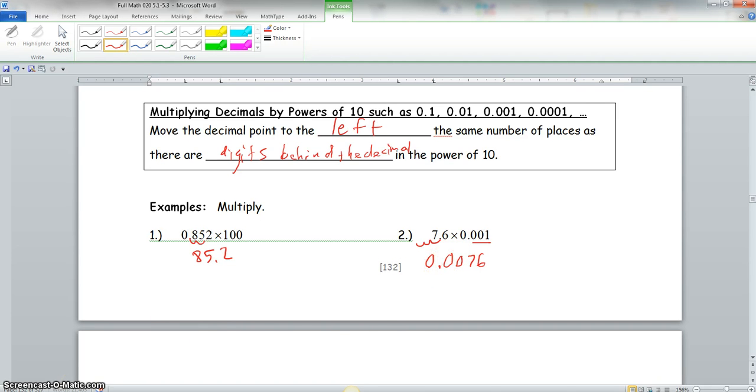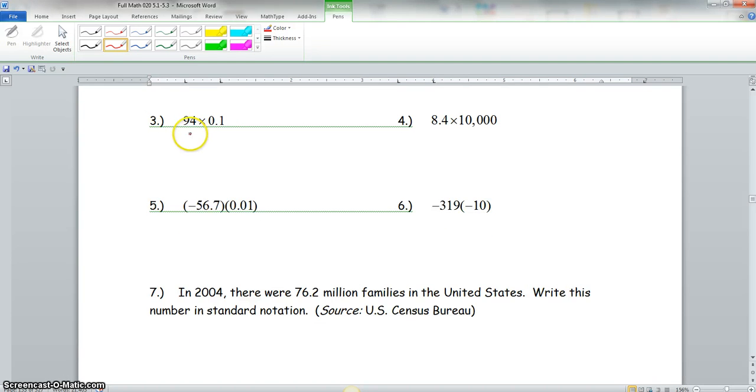And we're done. Okay, next we have problem number 3. 94 times 0.1. We have 1 digit behind the decimal. That means we move this decimal 1 place to the left. Now 94 is assumed to have a decimal at the end, like I told you in an earlier problem. And we move that decimal 1 place to the left, which will give us 9.4. Now this problem here, 8.4 times 10,000. We have 4 zeros here, so we have to move that decimal 4 places to the right.